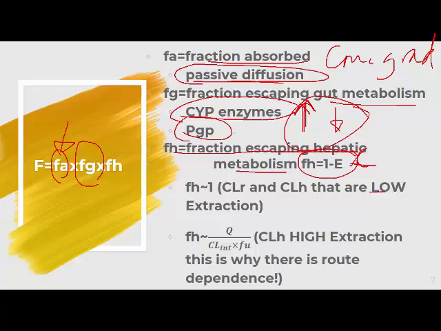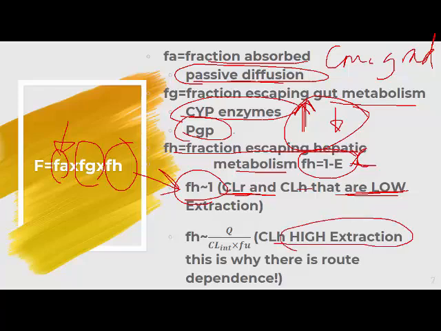For low extraction drugs, or for drugs that are cleared renally, almost all of the drug is going to make it through the liver, is going to escape that metabolism, so about 100%. So FH will be reaching 1 for drugs that are cleared renally or drugs that are low extraction cleared by the liver. For drugs that are cleared by the liver and are high extraction, we're going to have more of the drug removed, and this is going to be the determinant with this fraction unbound equaling 1 because of non-restrictive clearance. Because these things are involved is why we have route dependence, right?